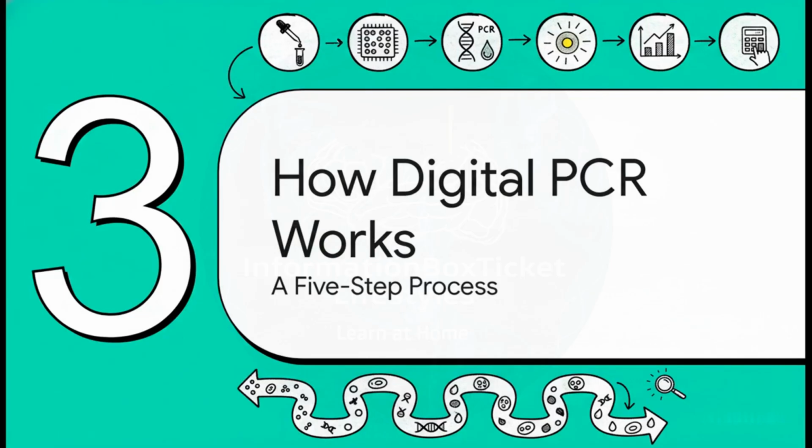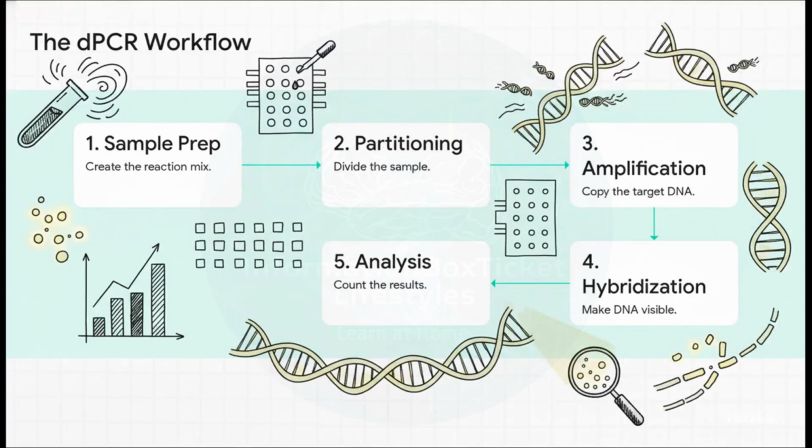Okay, so we've got the basic idea down. Now let's walk through the whole workflow. It breaks down really nicely into a 5-step process. We'll go through them one by one. First, you've got to prepare your sample. Then comes that all-important partitioning step we just talked about. After that, we amplify the DNA. Then we make everything light up so we can see it. And finally, we analyze it all to get our absolute number.